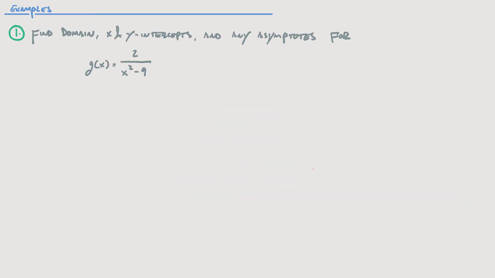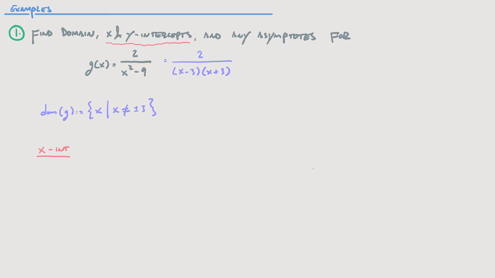Example number 1. Find the domain, x and y intercepts, and the asymptotes for this function, which I called g of x. So it's 2 over x squared minus 9. And we're just going to go in order. First, I'm going to find the domain. Anytime I'm finding the domain and I've got some nonlinear function in the denominator, I always factor it first. So I wrote it as 2 over x minus 3 and x plus 3. What makes the denominator 0 are the excluded values of my domain. So I can't plug in 3 or negative 3 to the function because that would make the denominator 0. So here's my domain: x such that x is not equal to plus or minus 3.